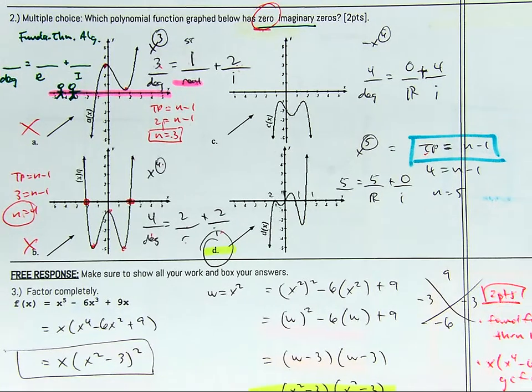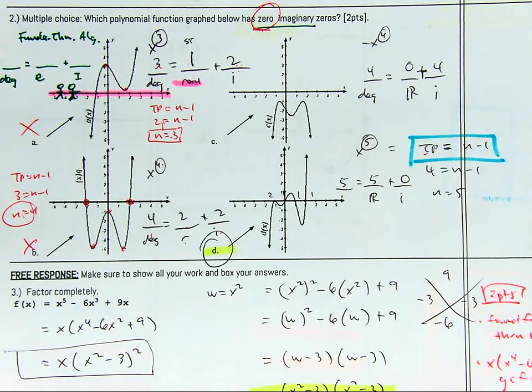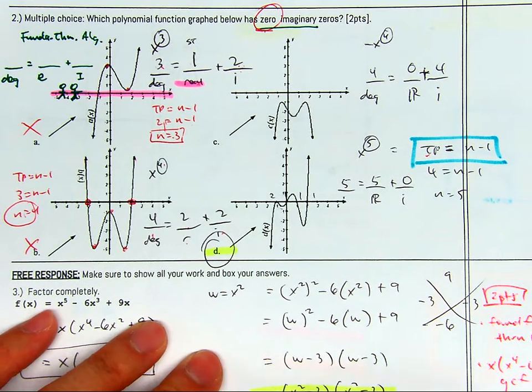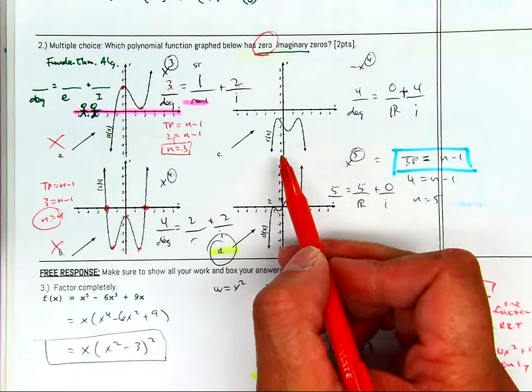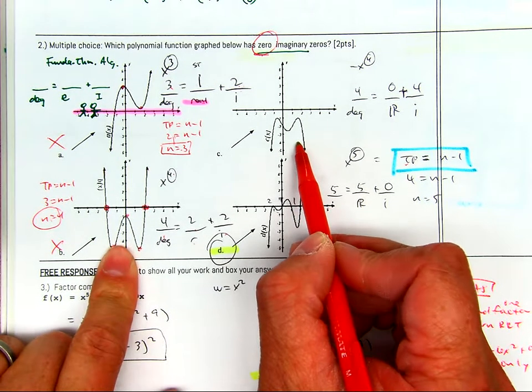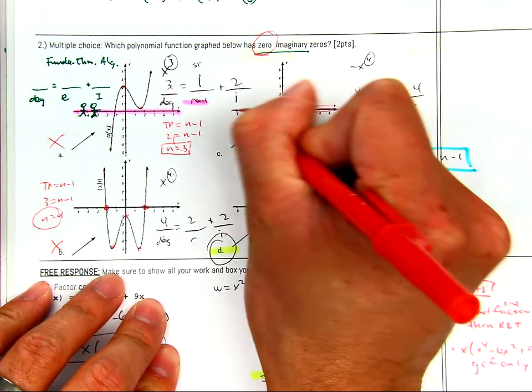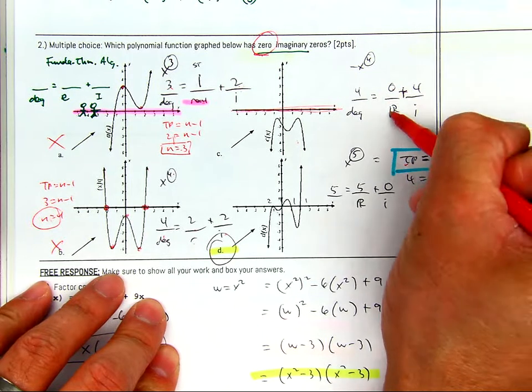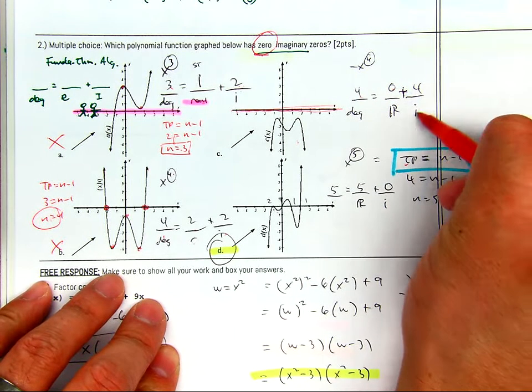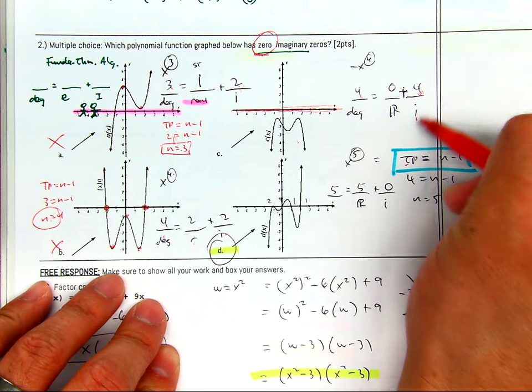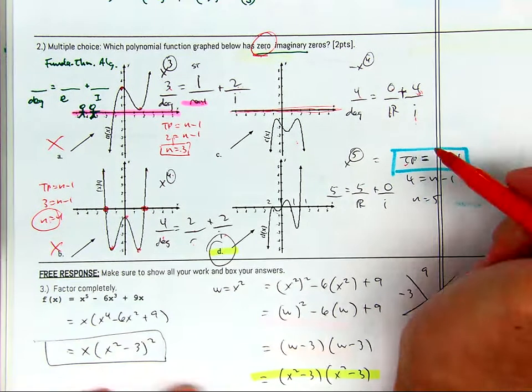Let's look at letter C. This is the same one. This is going to be a 4th degree polynomial, but notice how it doesn't cross the x-axis. That means it has 0 reals, and if it's a 4th degree polynomial, that means your imaginary is 4. Again, I'm looking for one that has 0.